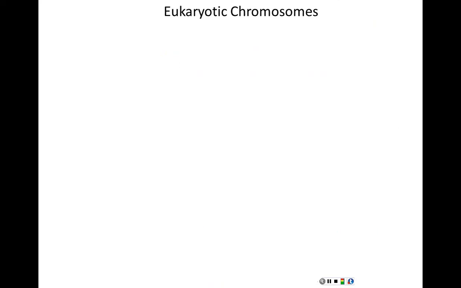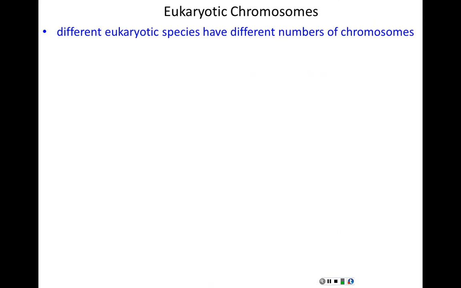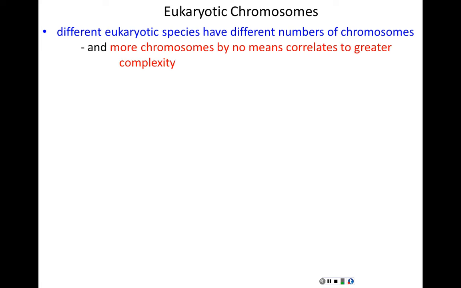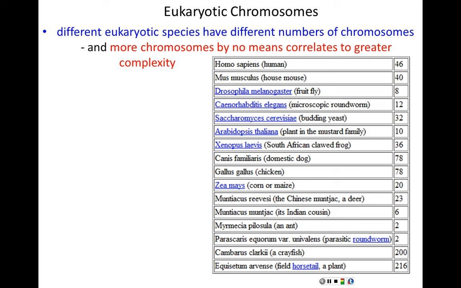All right, so on to eukaryotic chromosomes. We know a little bit about them. They're linear. They need to be wrapped around histones to create chromatin. There's a lot of them, so we need to deal them out. Different eukaryotic species have different numbers of chromosomes, and a higher chromosome number by no means correlates to greater complexity of the organism.